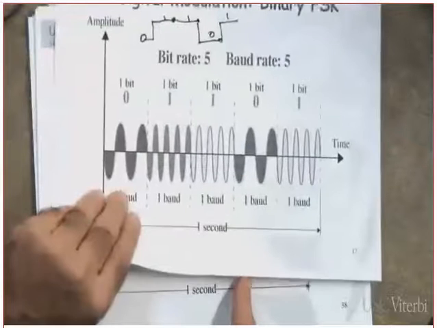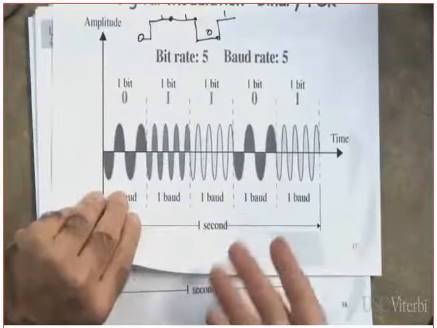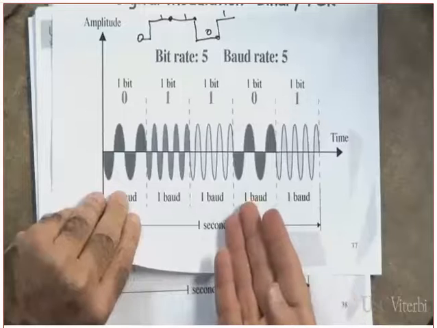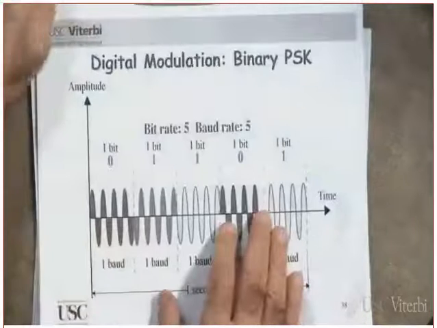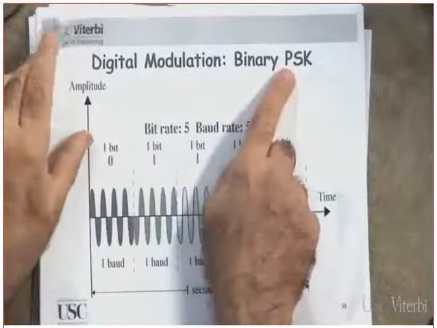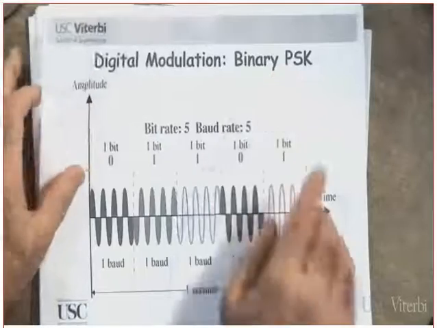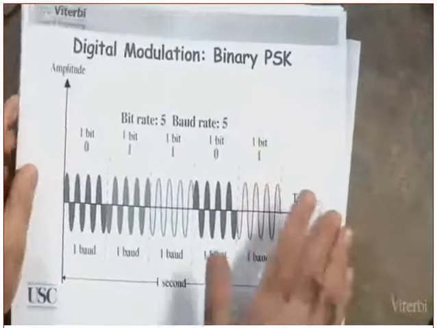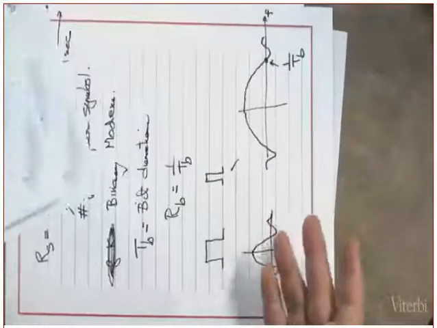Can you tell this from this? Oh, you can tell. If it's digital, you can tell very easily that this one is what? FSK, whereas this one is what? PSK. BPSK stands for what? Binary phase shift keying. Clear?